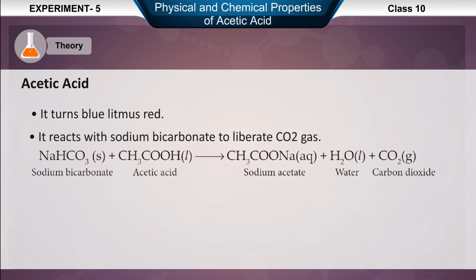NaHCO3 in solid state, sodium bicarbonate, plus CH3COOH in liquid state, acetic acid, results in CH3COONa in aqueous state, sodium acetate, plus H2O in liquid state, water, plus CO2 in gaseous state, carbon dioxide.